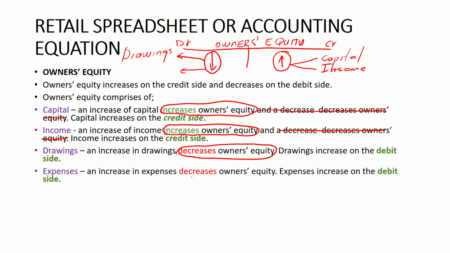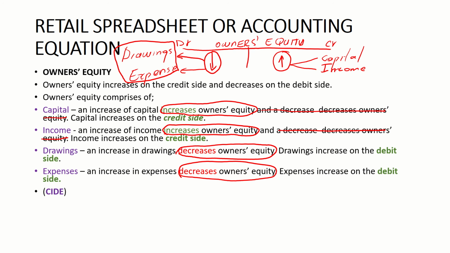Expenses also decrease owner's equity. Therefore, expenses will be on the debit side. Both drawings and expenses will increase on the debit side because they reduce your owner's equity. Anything that reduces owner's equity will be debited, will increase on the debit side, just like your drawings and expenses.